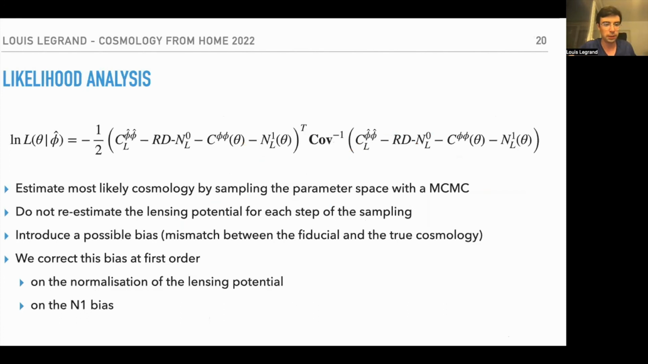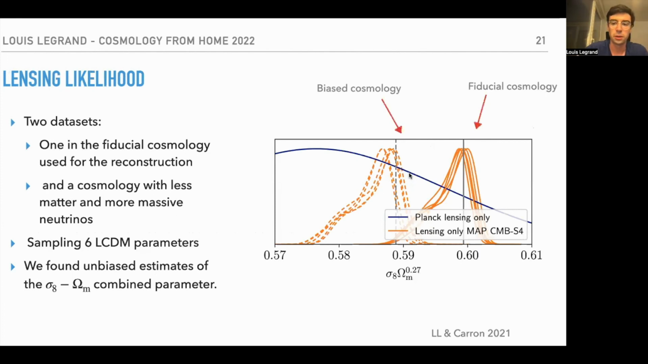And we developed a likelihood analysis, to get to the end of this pipeline, where we try to estimate our lensing power spectrum, and we follow a very standard pipeline, the same as for the Planck analysis. And here I show, so we also simulated two different data sets. So one is the fiducial cosmology. The simulation is done in the same cosmology which is used for the reconstruction. And one is a cosmology with a bit less matter and a bit more massive neutrinos, which is not the cosmology of the reconstruction, to see if we get biased towards the assumed cosmology for the reconstruction.